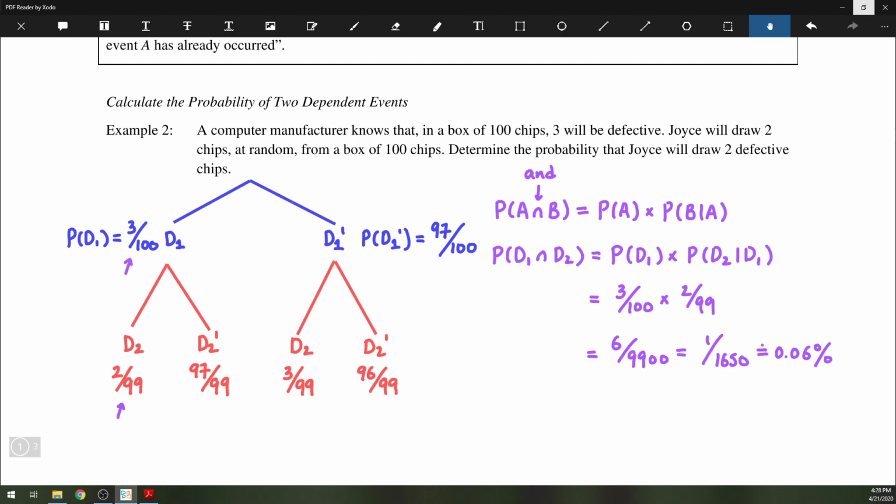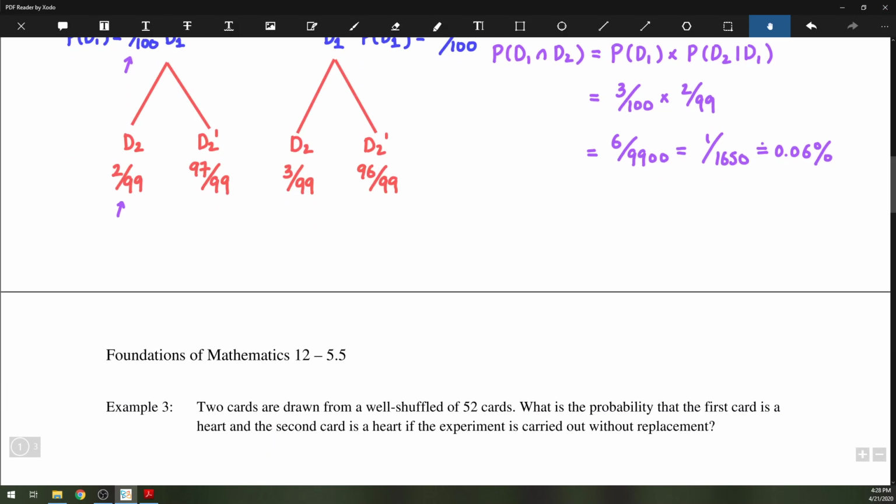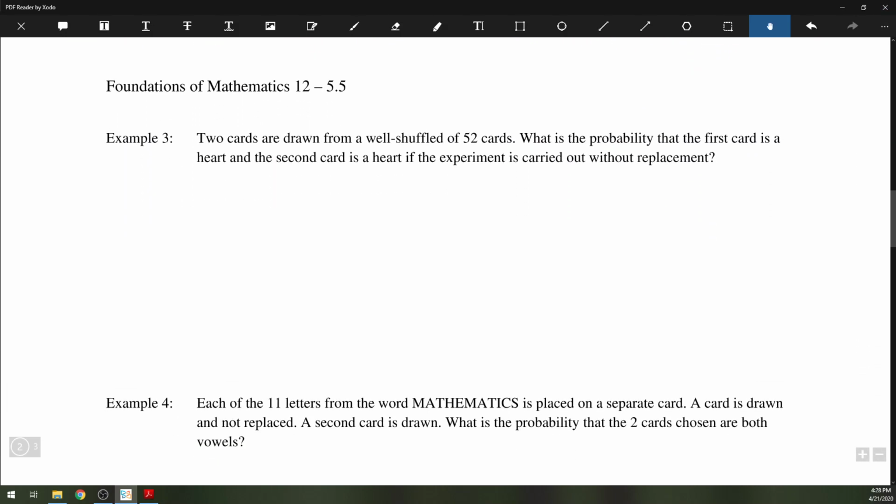Okay, so we can look at a similar example. 2 cards are drawn from a deck of shuffled cards, 52 cards.